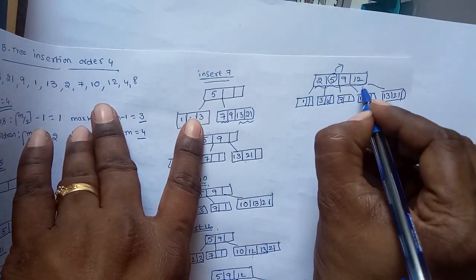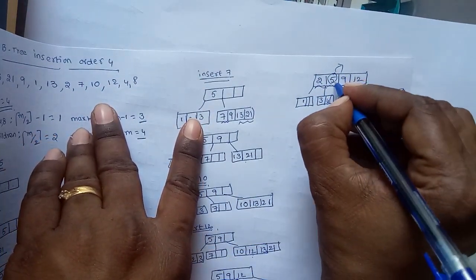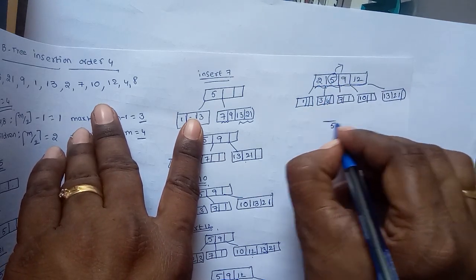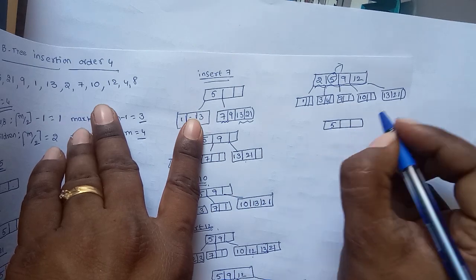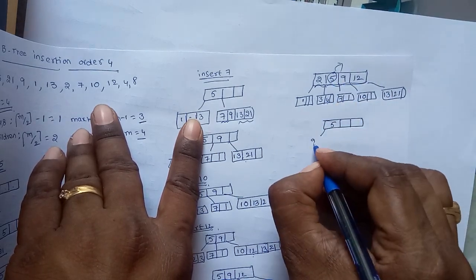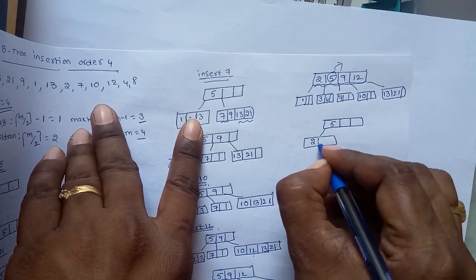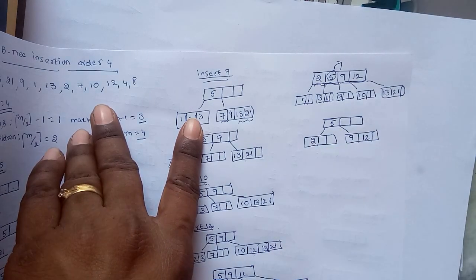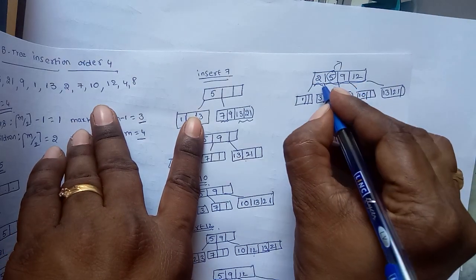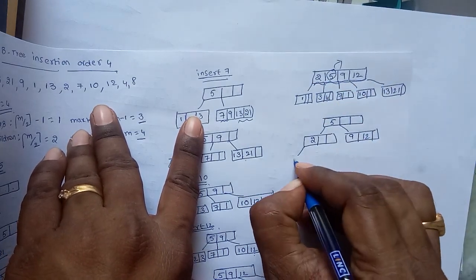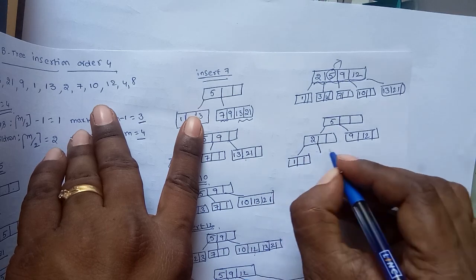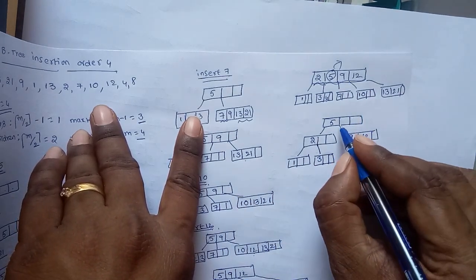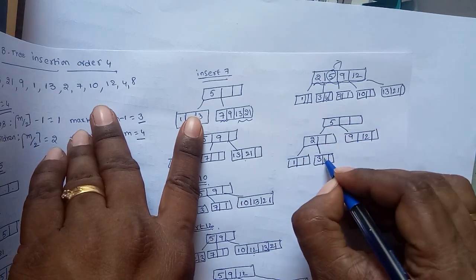After this, check this node. This node also violates the property and this is the root node. Now create a new node, that is, create a new root 5. 2 is the left child and 9 and 12 are the right child. For this 2, 1 is the left child, 3 is the right child. Okay, so 3 and 4.